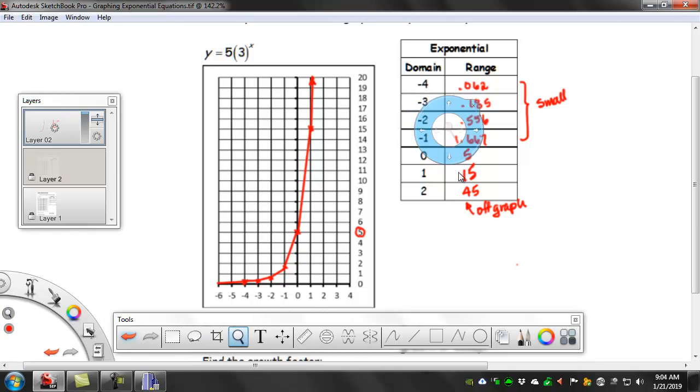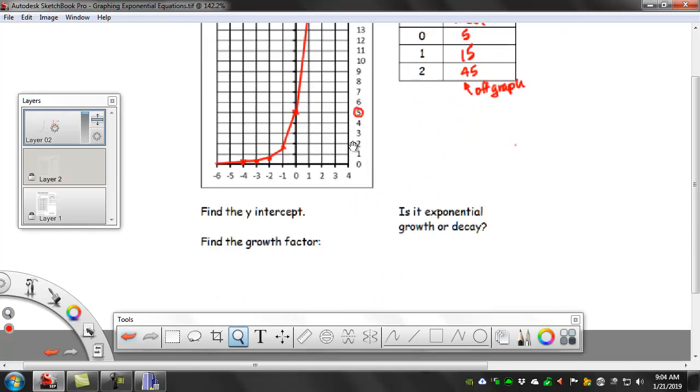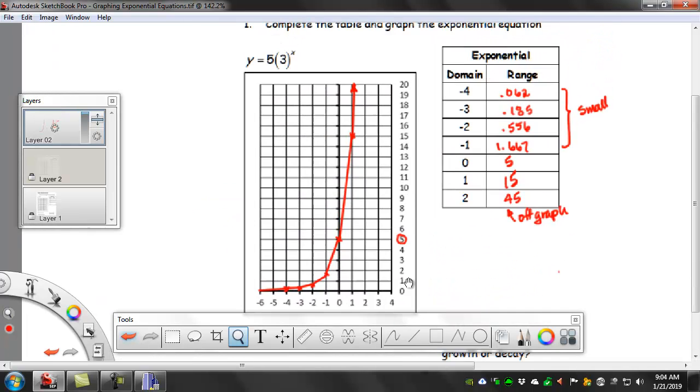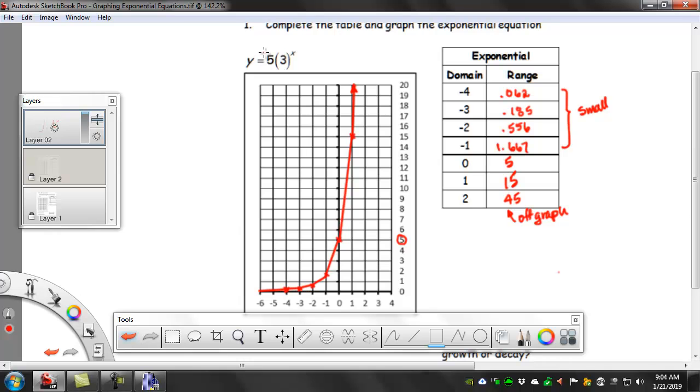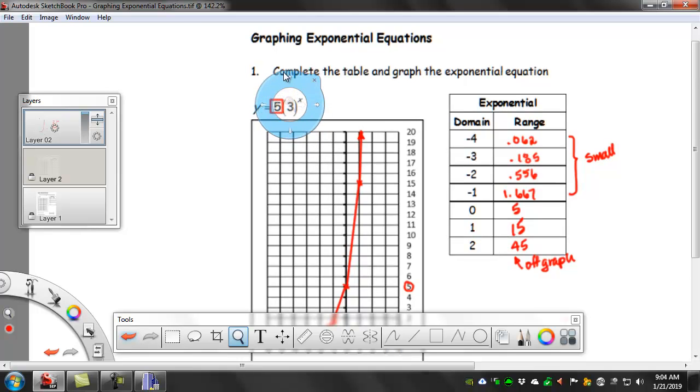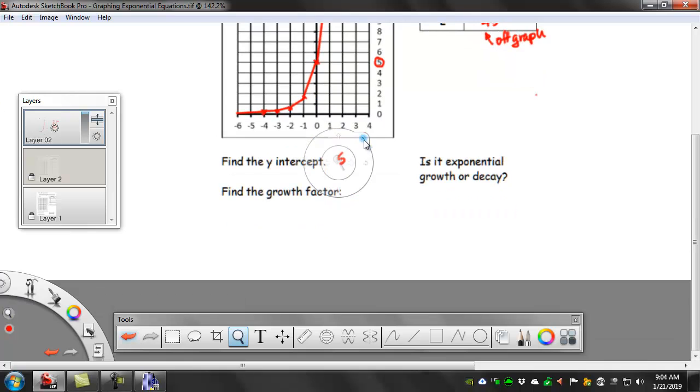Okay, let's answer the rest of our questions. We have the y-intercept. We've talked a lot about it. It has to be at 5. We've got those 3 5s. So the y-intercept is 5. The growth factor, remember, is the second number. It's being raised to the x power, so that one is 3.